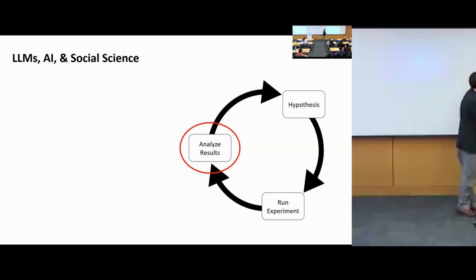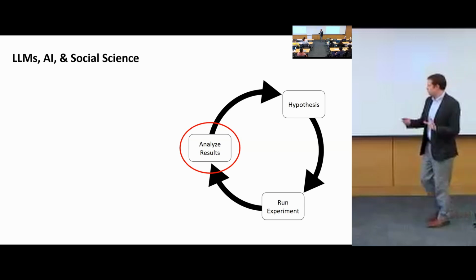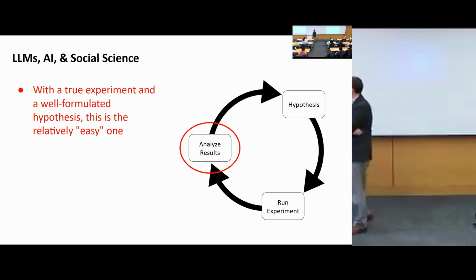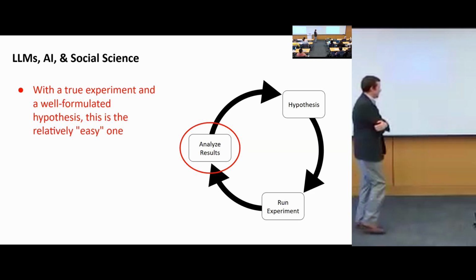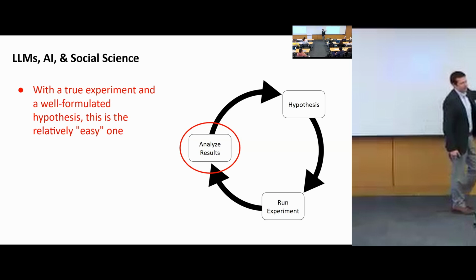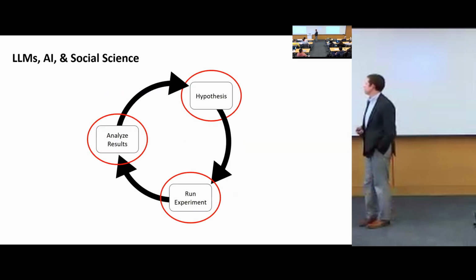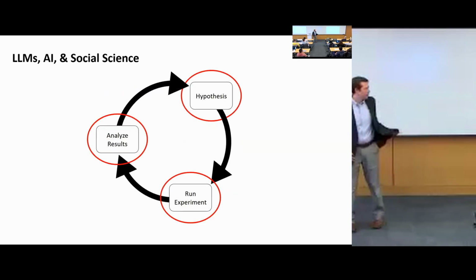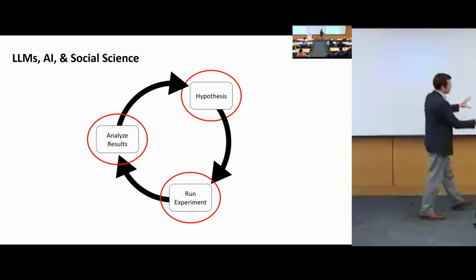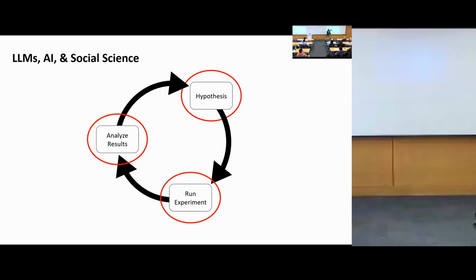So if we go back in the cycle, the last one is analyzing results. But what's beautiful, if you actually have a true experiment, this one is often the easy one. All the difficult econometric stuff happens when you don't have a nice clean experiment. So this may be the simple one.